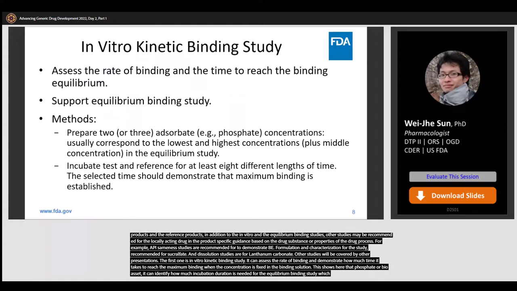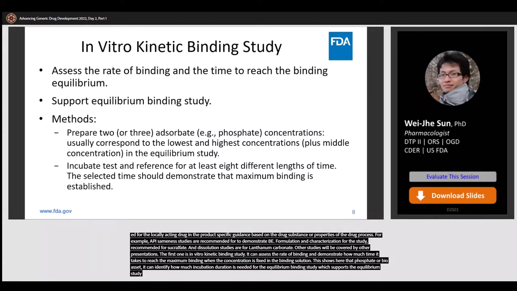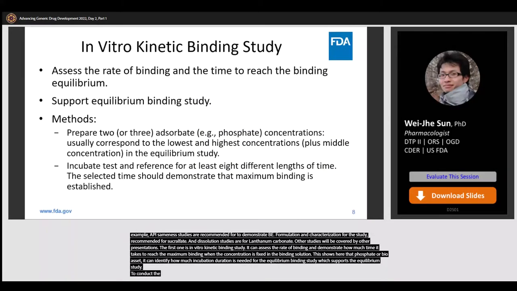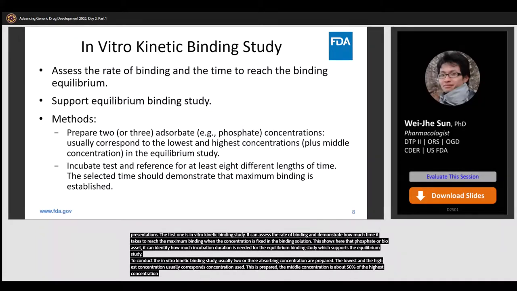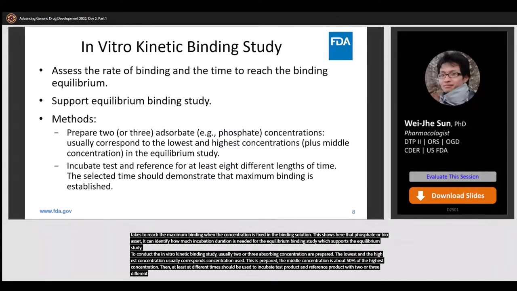To conduct the in vitro kinetic binding study, usually 2 or 3 adsorbate concentrations are prepared. The lowest and the highest concentration usually correspond to concentrations used in the equilibrium binding study. If 3 adsorbate concentrations are prepared, the middle concentration is about 50% of the highest concentration. Then at least 3 different lengths of time should be used to incubate test product and the reference product with 2 or 3 different adsorbate concentrations. The selected time should show that the maximum binding is reached.